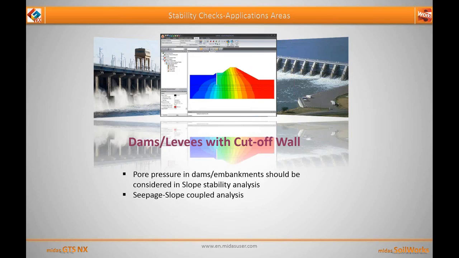Now, dams or levees with cutoff wall. Dams are basically a structure in which I think almost all the geotechnical analyses need to be performed, whether it is consolidation, seepage, or slope stability. But the important thing with slope stability analysis in dams is that you should be able to consider the pore pressure variation within the dam while performing the slope stability analysis. So you should be able to perform the seepage slope coupled analysis so that you can consider the variation of pore pressure in the embankment or in the dam while considering the slope stability. So seepage slope coupled analysis becomes very important.